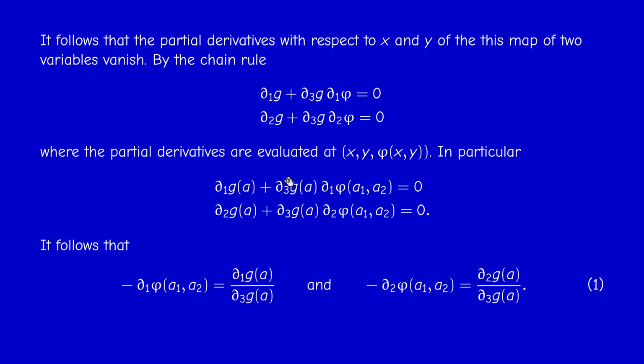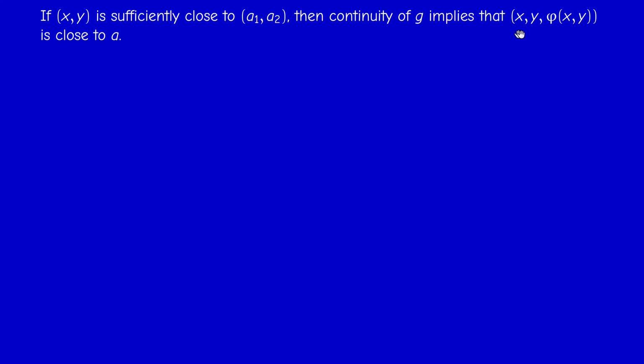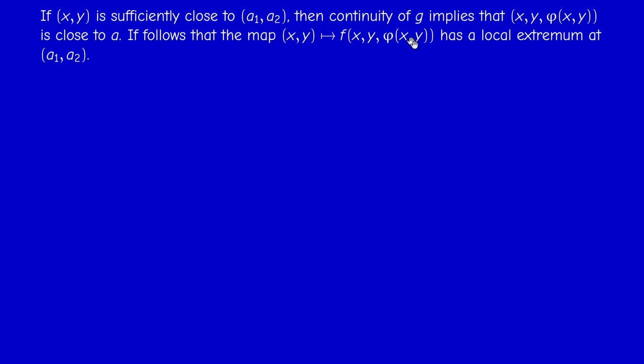Now if (x, y) is sufficiently close to (a1, a2), then continuity implies that (x, y, phi of (x, y)) is close to (a1, a2, a3). This is the continuity assumption. So this means that if (x, y) is in the neighborhood of (a1, a2), then (x, y, phi of (x, y)) is in the neighborhood of a. But we know that f has a local extremum at this point. Therefore, as a function of two variables, f of (x, y, phi of (x, y)) has a local extremum at the point (a1, a2). So (a1, a2) is a critical point of this map.